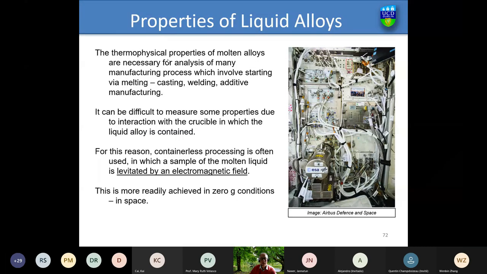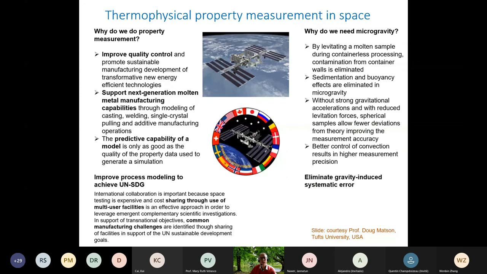So properties of liquid alloys. It can be easier to measure the properties of liquid alloys in microgravity, especially if the liquid alloys can be held in a containerless manner by an electromagnetic field. Now, I'm going to go through this quickly, because the presenters following me, that's Janeton and Quentin, are going to discuss property measurements in space.